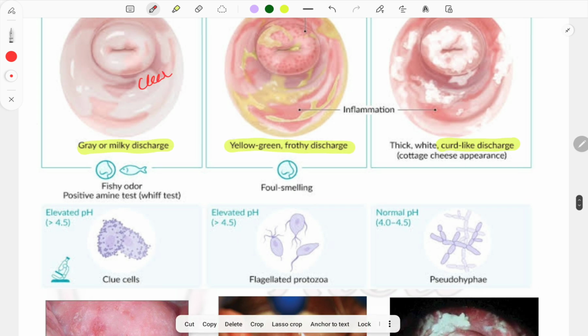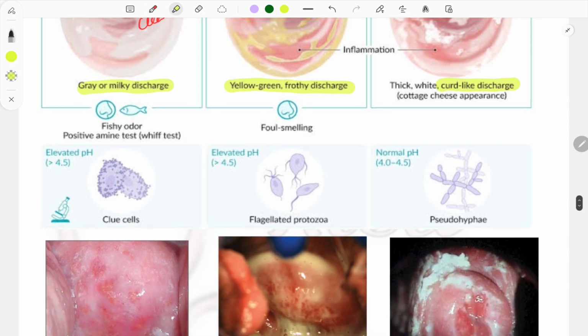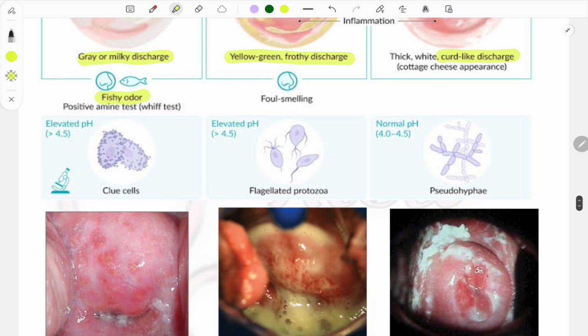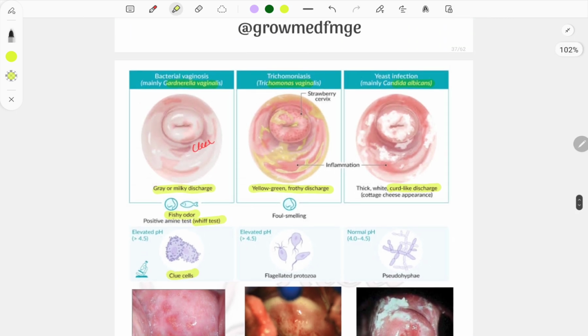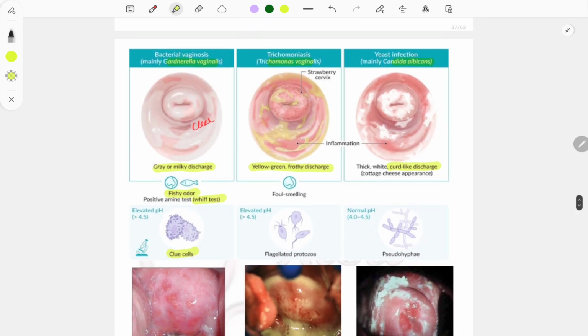And the important thing which you must remember is the fishy odor, whiff test positive, and the clue cell. So whenever these things are described in the clinical case, then the answer will be bacterial vaginosis.